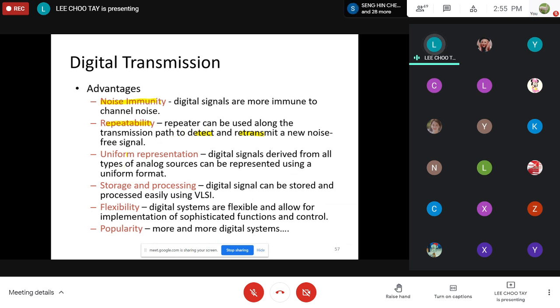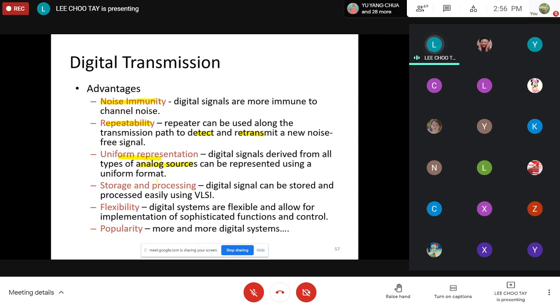Next, uniform representation in digital transmission. If you look at the signal representation, it just uses ones and zeros, binaries. So it doesn't matter what kind of analog source we have, all can use the same transmission method. Be it speech, audio, video, or text, all are transmitted using the same representation.